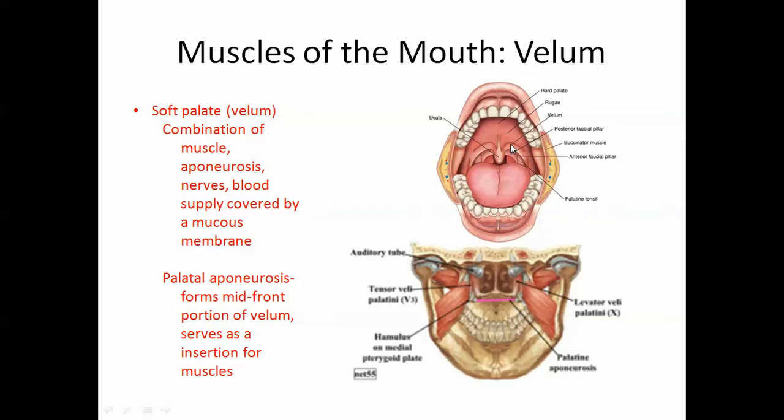So your soft palate is also called your velum, and we talked about that a little bit. But your velum is not just one structure, right? It's a combination of structures. It's a thin sheet of connective tissue, which we call aponeurosis. And it also has nerves and a vascular system that attends to that, and then is also comprised of a number of muscles. So your palatal aponeurosis. So here's a picture, and this pink line is depicting where that palatal aponeurosis, that connective tissue, is, and it forms the mid to front portion of the velum. And also, it allows for insertion of muscles to manipulate that velum.